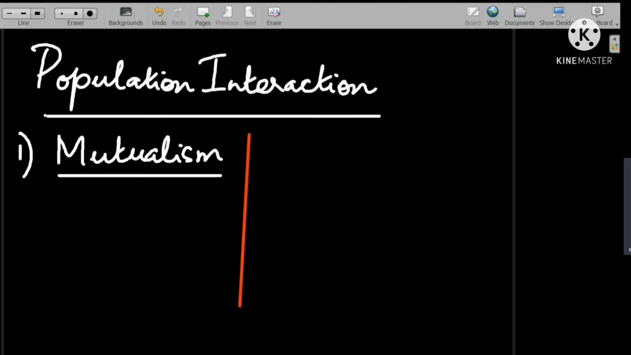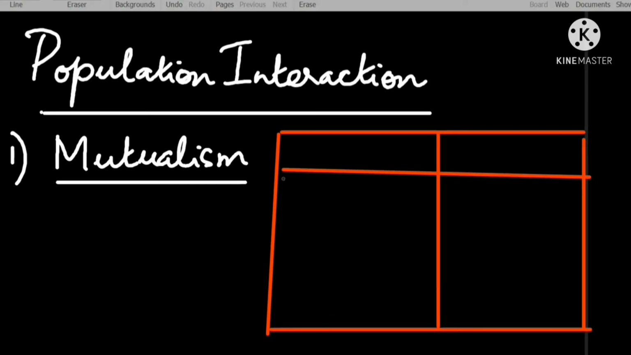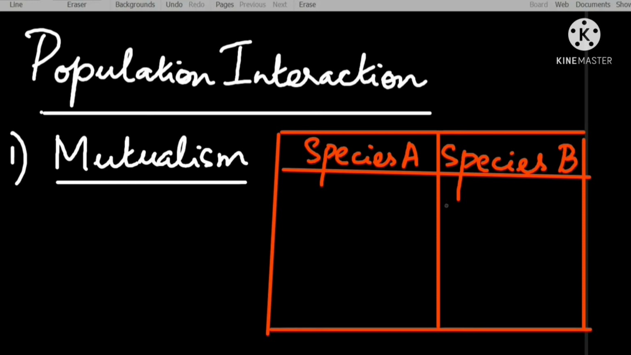In mutualism, suppose there are two species, like species A and species B. When they interact, both are getting benefits. Species A also gets benefit, species B also gets benefit. It's a positive interaction.